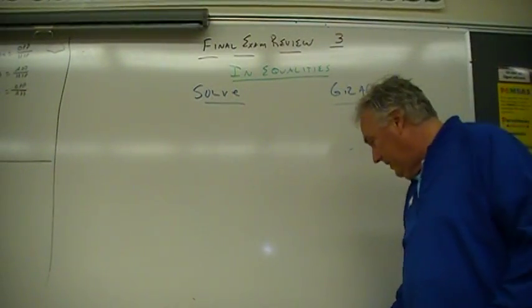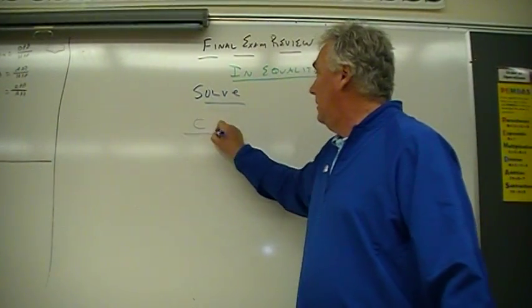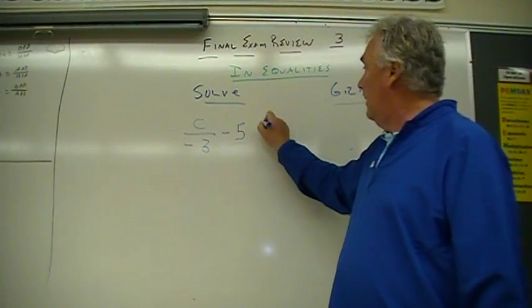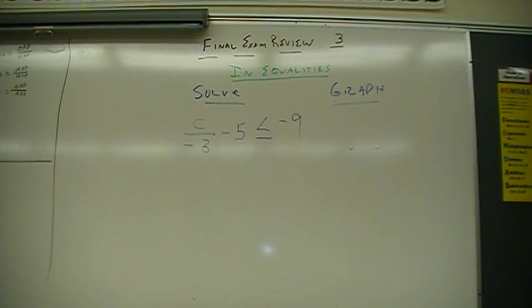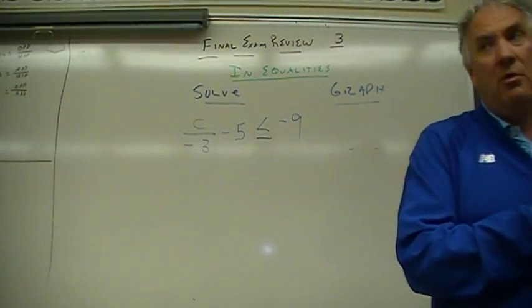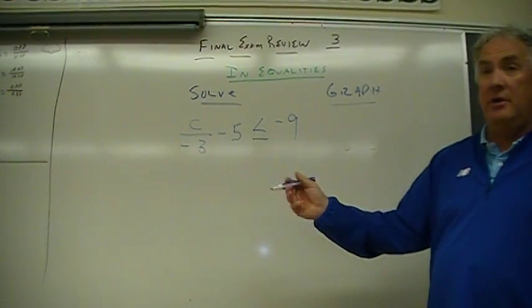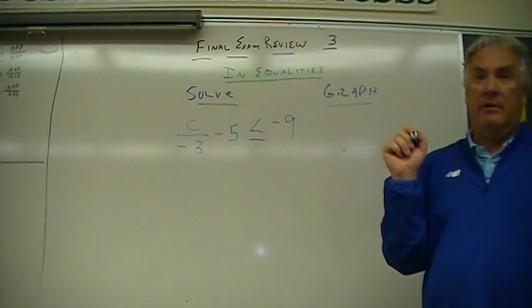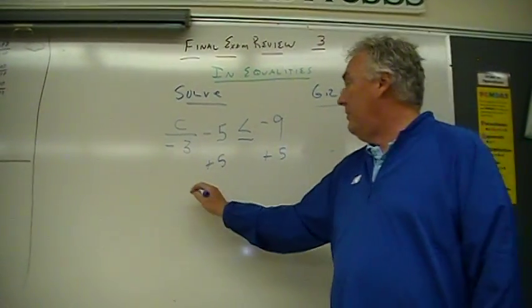I am going to do one more because it highlights something specific that we have related to this. So c divided by negative 3, take away 5, is less than or equal to negative 9. It's a two-step inequality. We're doing the same things that we've always done on two steps, just like we did, undoing. But there's a little bit of a highlight to this that is important for inequalities. So we add 5, make sure you're good with your negatives.